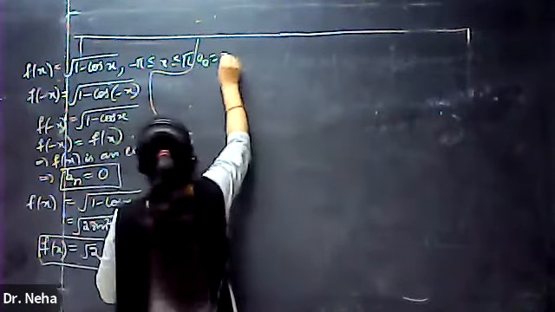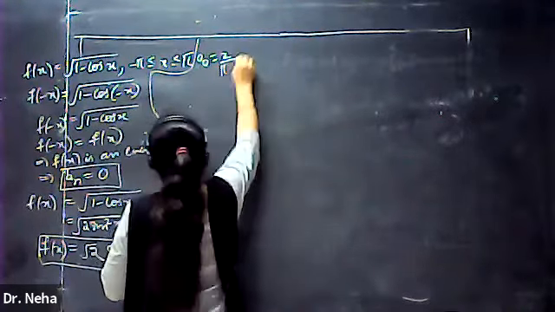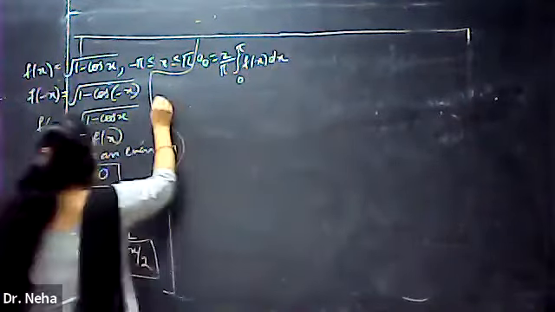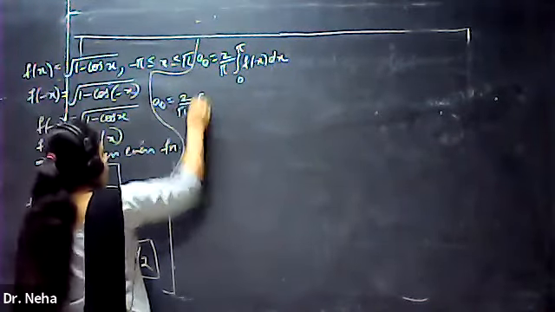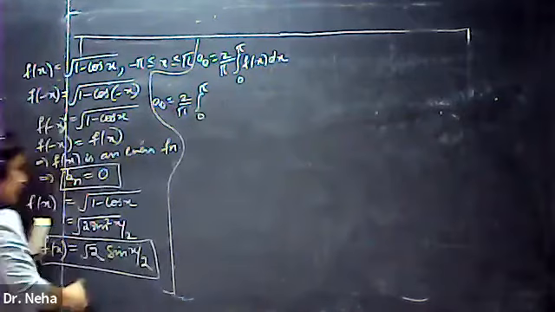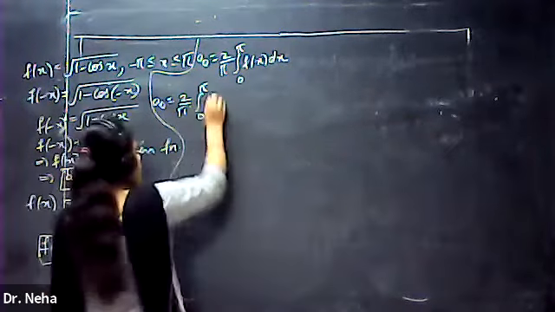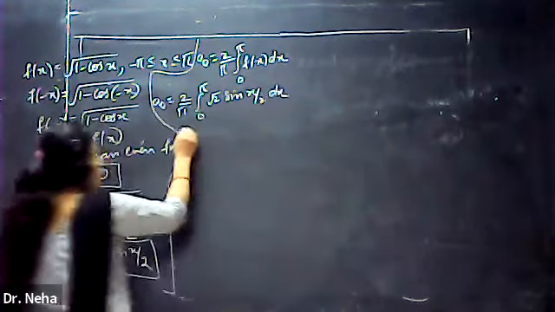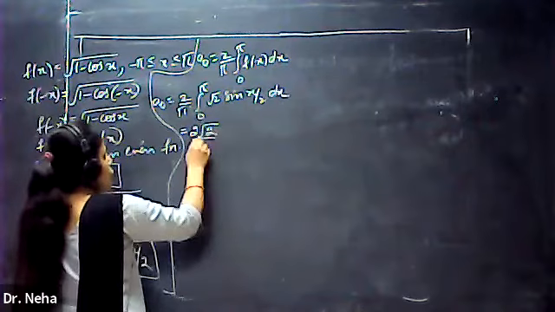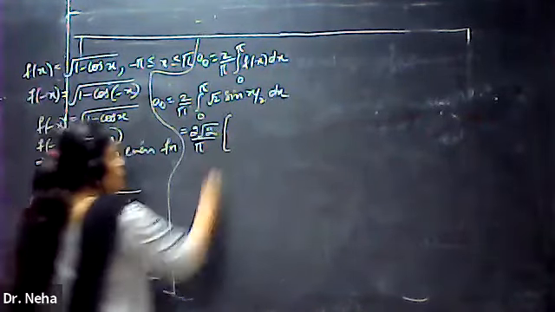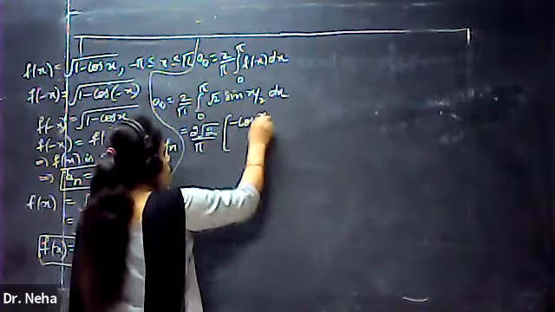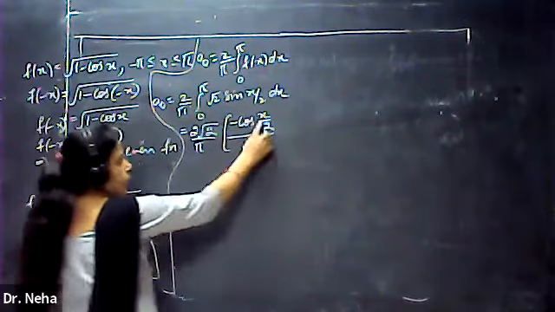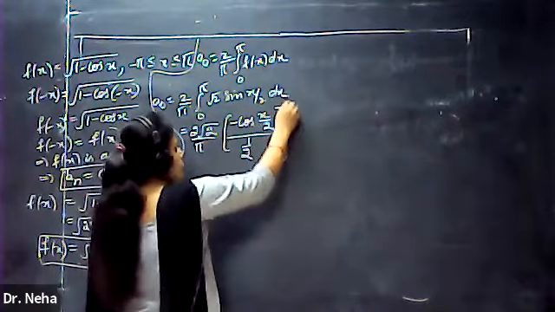For that, since the function is even, a naught will be twice from 0 to pi, f(x) dx. That means a naught is equal to 2 by pi, integral 0 to pi, and what is f(x)? Square root of 2 sine x by 2. Square root of 2 is a constant, it will remain the same, so 2 square root of 2 upon pi. And what is the integration of sine? It is minus cos x by 2 divided by the coefficient of x, which is 1 by 2, and the limit is from 0 to pi.